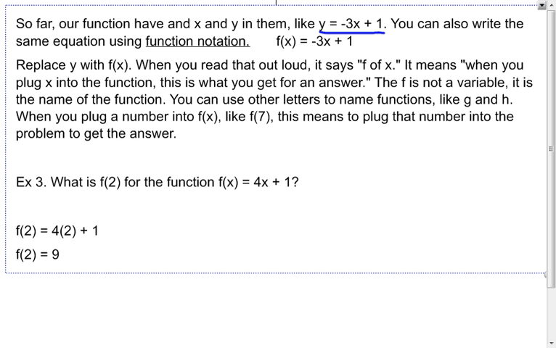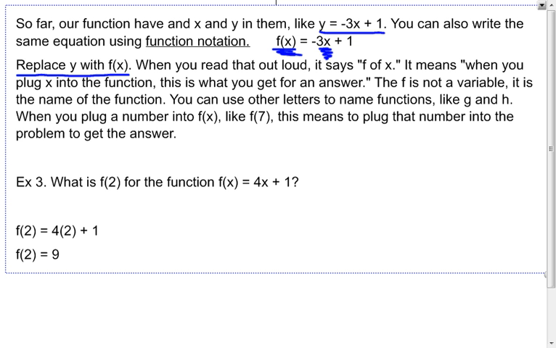The basic idea, you're going to take the y out and you're going to replace it with f of x. All I did was take the y out and put that f, with x in parentheses, in its place. When you read that out loud, it says f of x. What that means is if you plug x into the function, this is what you get for an answer. So if I plug something in for x here, that means I also have to plug it in over there. F here is not a variable, it's actually the name of the function. You can use other letters to name functions as well, like g and h. We'll show some of those in a minute.